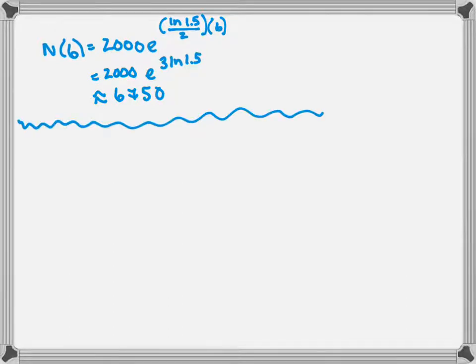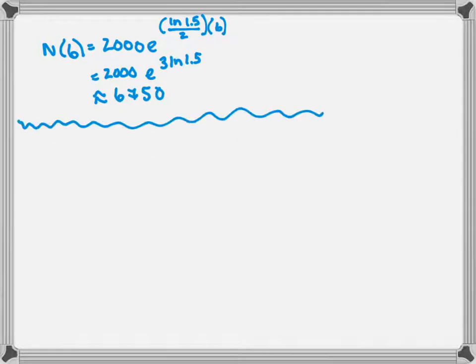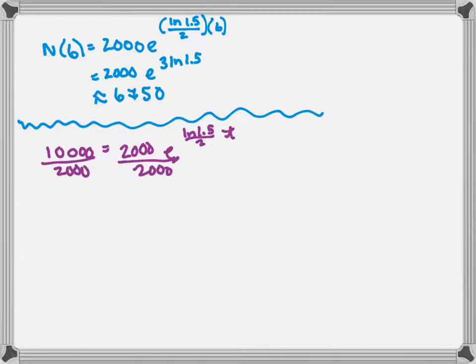Okay, so let's go back to the last slide for a second. Now we want to look at when will there be 10,000 bacteria. So going back, now we know the end result, 10,000. 10,000 equals 2,000 times e to the natural log of 1.5 divided by 2 times t. We'll divide both sides by 2,000. 5 equals e to the natural log of 1.5 over 2 times t.